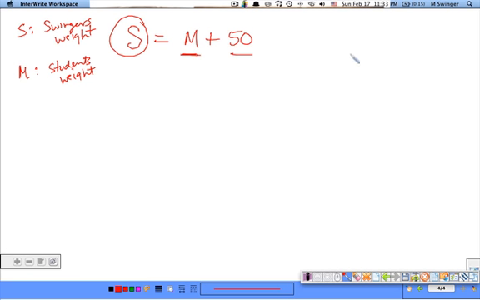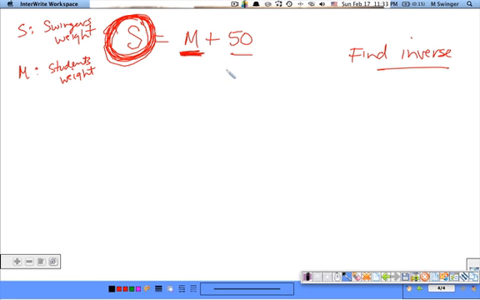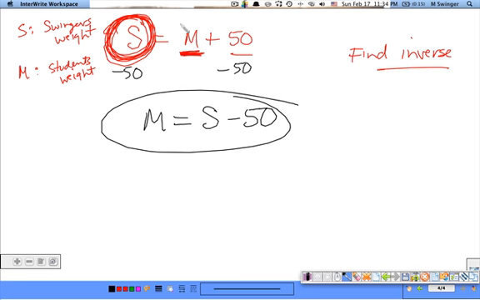Now if I said find the inverse of this right here, you don't want to switch these two and then solve. All you want to do is solve for the other variable. Right now it's solved for S, S is by itself. You want to solve for M. Real easy in this case: minus 50, minus 50. Get M by itself, which makes M equal to S minus 50. This is the inverse of this.